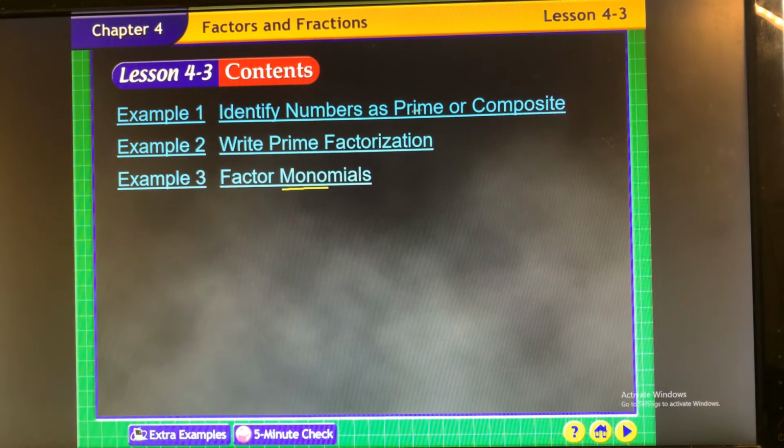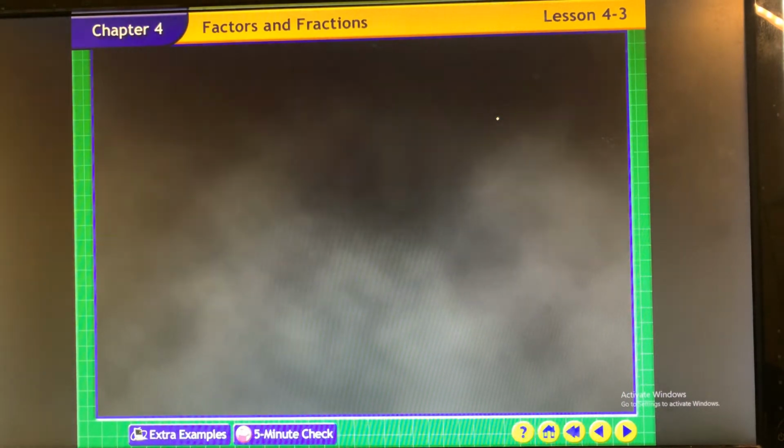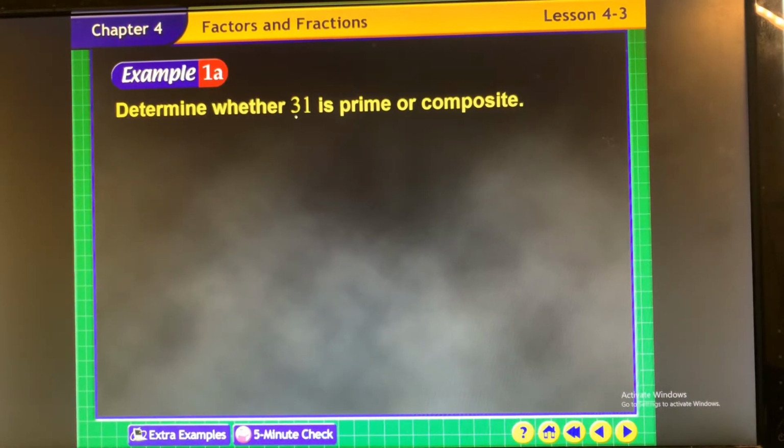So then is one prime or composite? Neither, because one has only one factor. And remember, the rule for prime is that it has to have exactly two factors. So here we go. Determine whether 31 is prime.